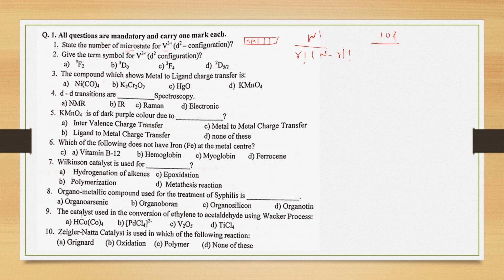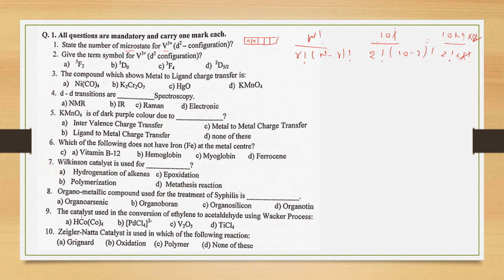Okay, so now r. How many electrons are there in the d orbital? There are 2 electrons. So 2 factorial into n minus r, that is 10 minus 2 factorial. So 10 factorial divided by 2 factorial into 8 factorial. Now from 10 factorial I can write here 10 into 9 into 8 factorial. Okay, 8 factorial cancels with 8 factorial.